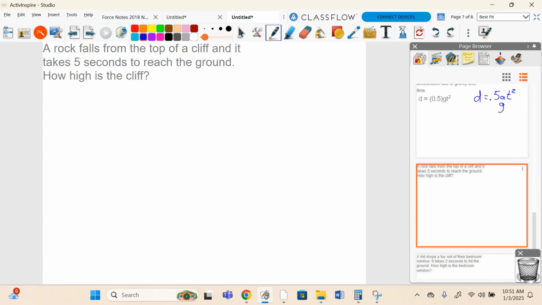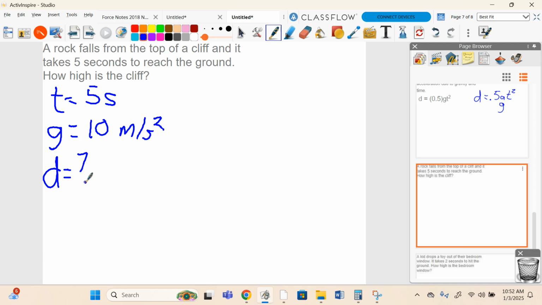Now, if it says a rock falls from the top of a cliff, it takes 5 seconds to reach the ground. How high is the cliff? They're giving me a time, 5 seconds. It's an object that is in the air, so I know the acceleration is 10 meters per second squared. But if it's asking how high or how far, they're asking for distance. I want to write my equation down. Distance equals 0.5 gt squared.